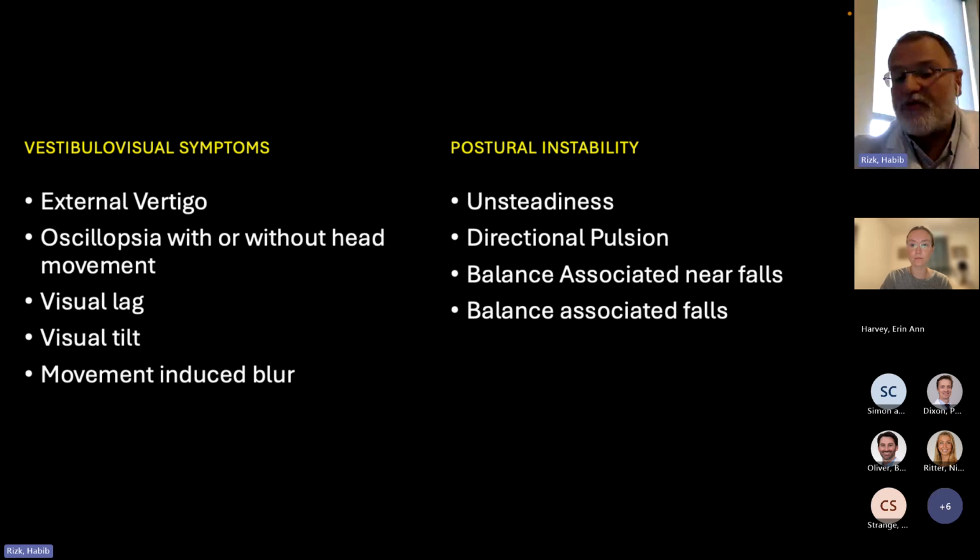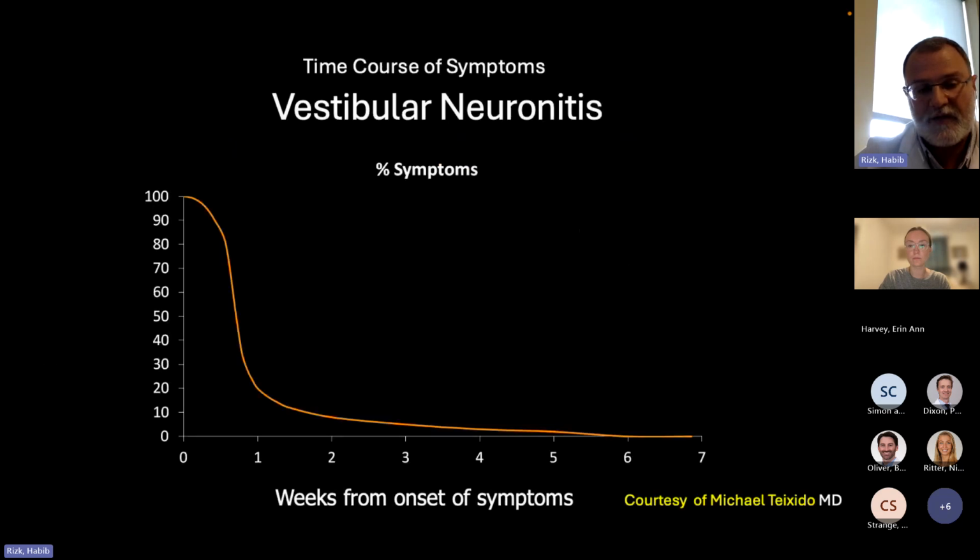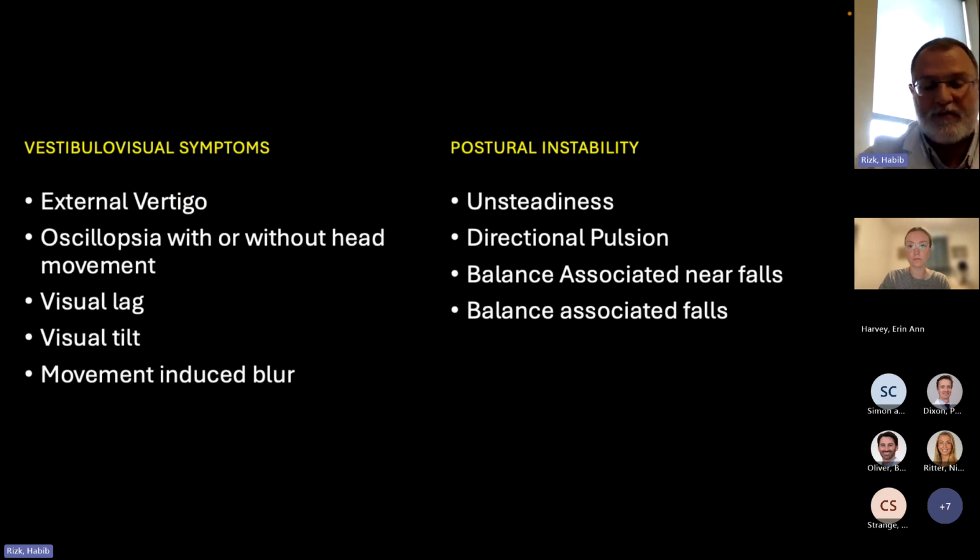Visual lag and movement-induced blur are typical symptoms in line with a deficiency of the vestibular ocular reflex. So a neuronitis has resolved, but then you have a hypofunction that is underlying that. They can present with visual lag and movement-induced blur. And finally, visual tilt, which is a typical otolithic symptom coming from the utricle and saccule, where there's a sense of the tilting of the room. It can be peripheral, but it can also be encountered with vestibular migraine, which is known to affect the otolithic pathways, or thought to affect the central otolithic pathways.